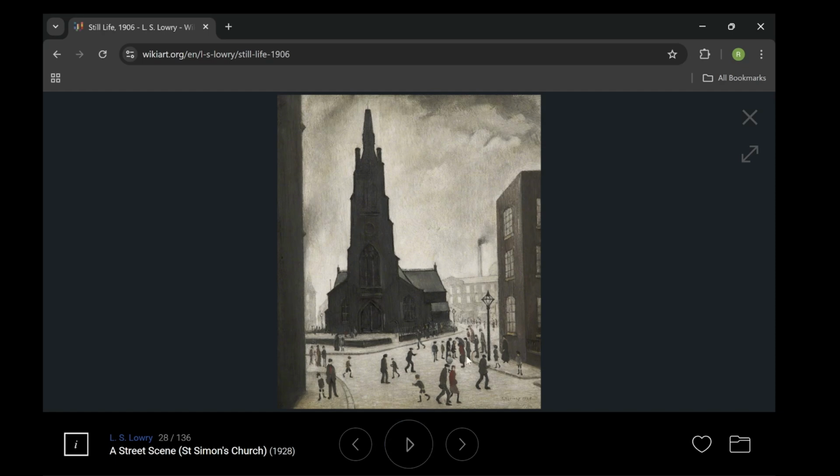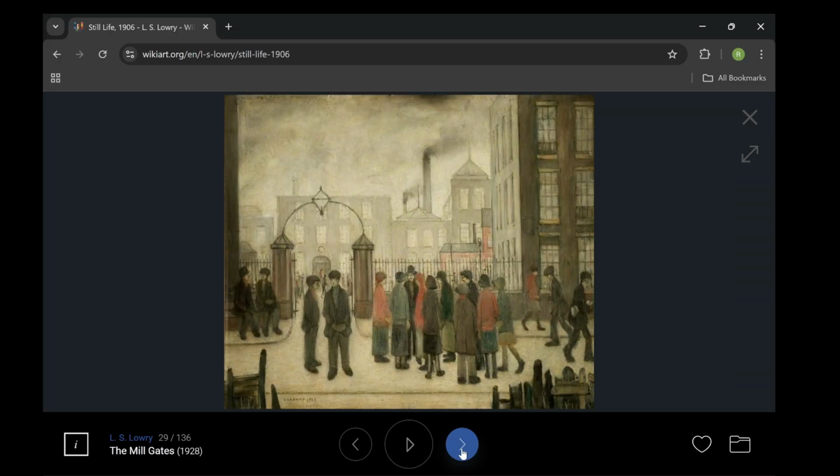A few people out on the streets. The white floor, the white sky, the black, the red. It's Lowry. More of the same, just outside the front. I think we're supposed to look at the people and see what they're thinking and talking about.